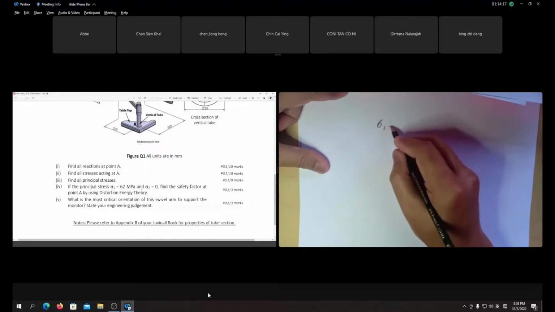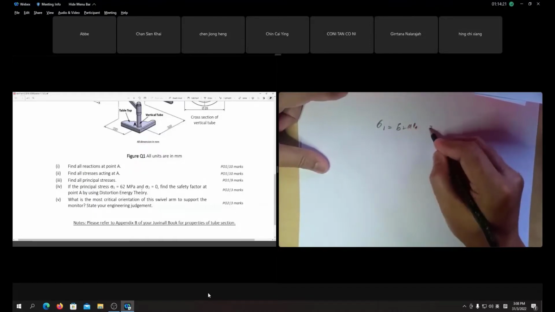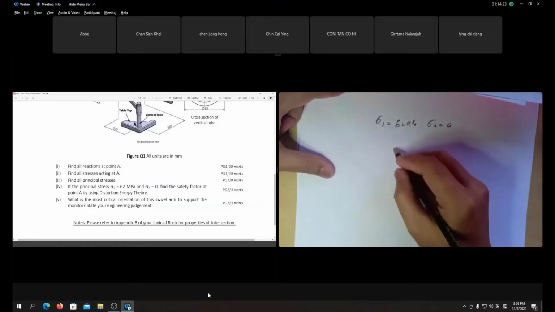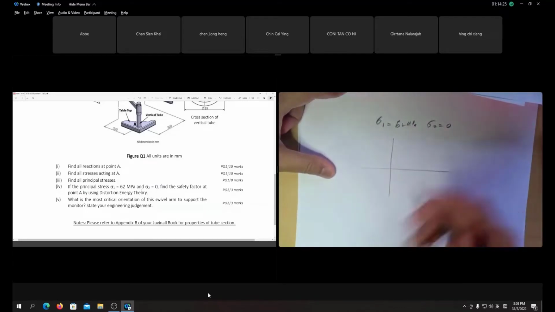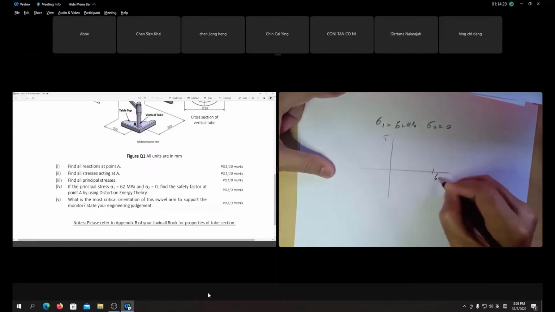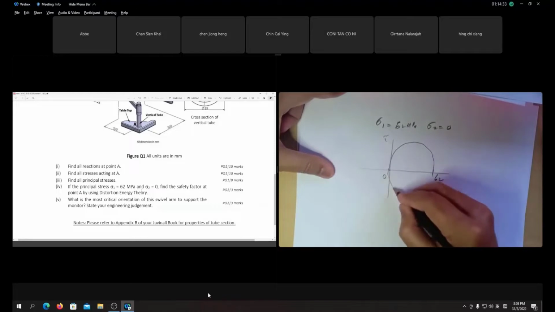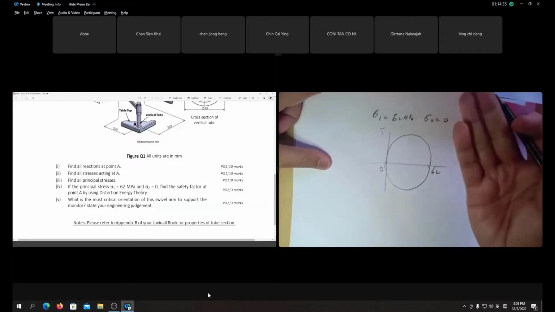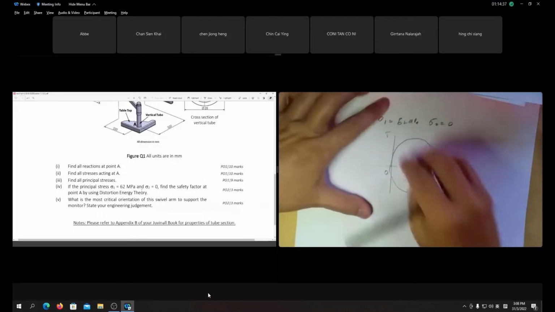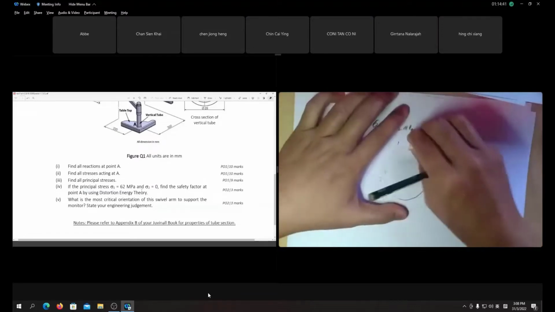If sigma 1 principal stress is 62 megapascal and your sigma 2 is 0, you plot the circle like this. Sigma 1 is 62, sigma 2 is 0, so your Mohr circle is like this. Okay, so find the safety factor. You don't need to draw the Mohr circle if you don't want to. What is DET? What is the DET equation?